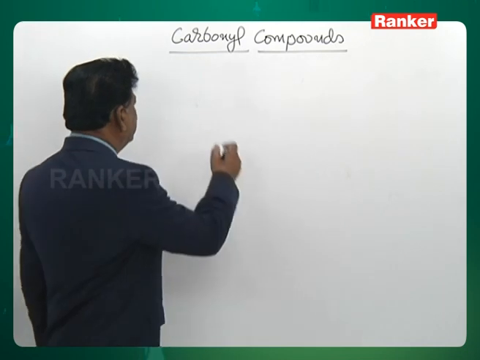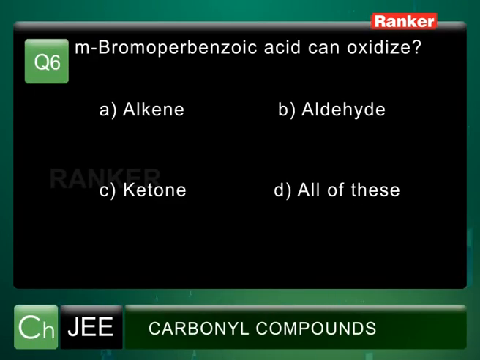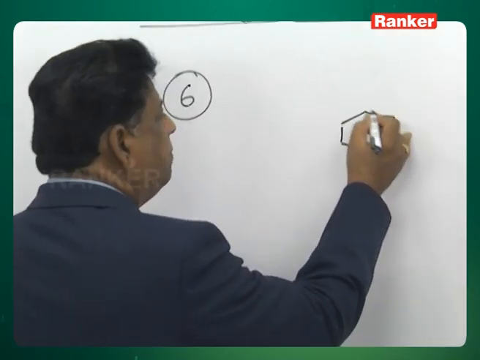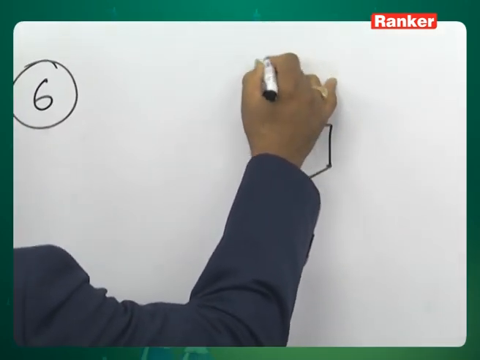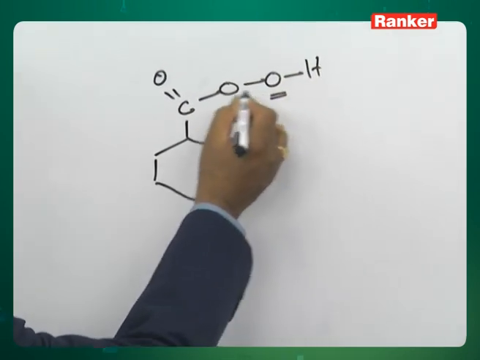So, let us go for question number 6. Metabromoperbenzoic acid can oxidize one of these 4 compounds. What is the compound he is asking? Alkenes undergo epoxidation. This metabromoperbenzoic acid is nothing but benzoic acid containing one oxygen extra. This is called a per bond.